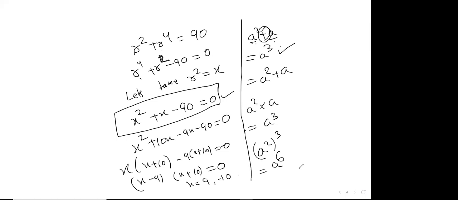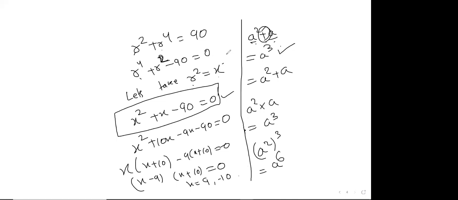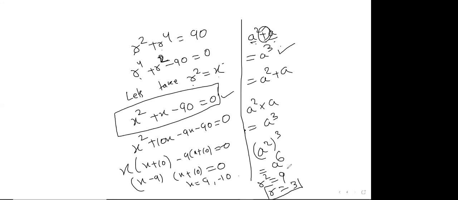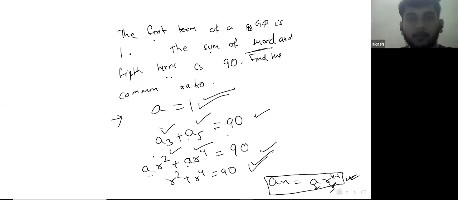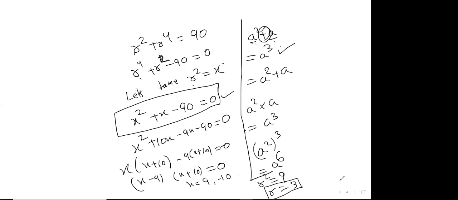Yes, sir. So we can see that we had taken r square as x. So obviously x cannot be negative, right? So r square must be 9. So r must be 3. Are we clear? Yes, sir. And what did they ask us to solve? Find the common ratio. So we have got the answer of r, right? All clear?